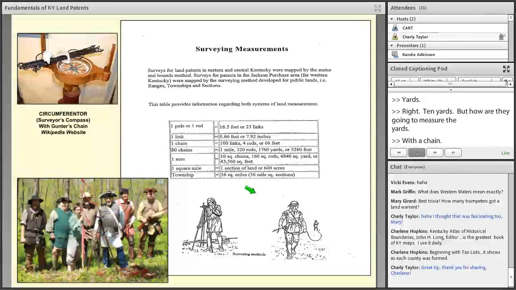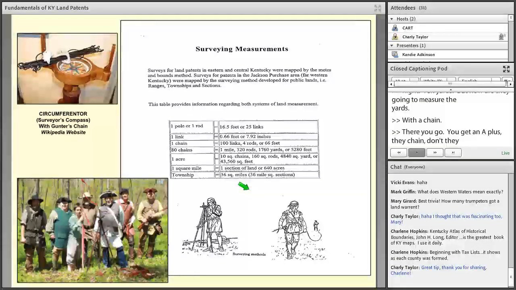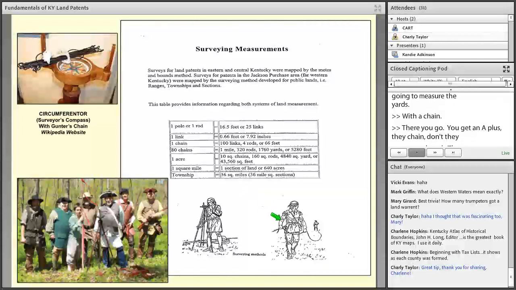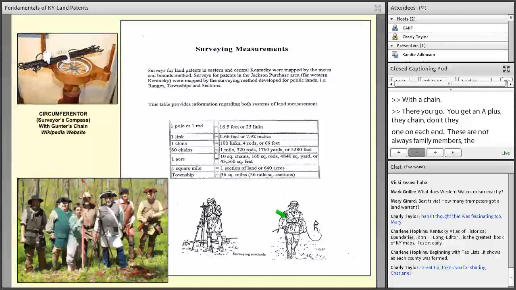One on each end. And these are not always family members of the person for whom the patent is being conducted, or the survey is being conducted. These can be fellows hanging around the surveyor's office that day and needing some work to do.